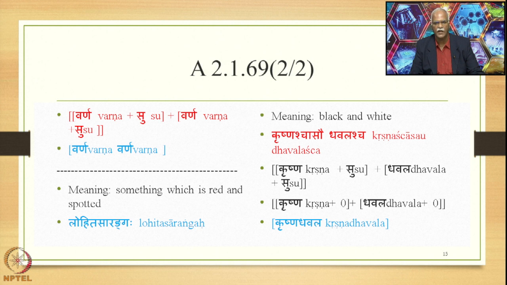Similarly, when we have the meaning black and white to be expressed, we have Krishnaschasau Dhavalascha as the Laukika Vigraha. And so there is Samanadhikaranya because both Krishna and Dhavala, even though they mean something different, are referring to one and the same entity having both the colors. And so there is coreferentiality, so there is semantic relatedness, and so they get compounded. And so we have Krishna plus Su plus Dhavala plus Su as the Alaukika Vigraha. Samasa Saudhnya takes place, Pratipadika Saudhnya takes place, Supodhatu Pratipadika Yoho now applies and deletes both the Supratyayas, which are part of the Pratipadika. And so we get Krishna plus zero plus Dhavala plus zero. And then we join the words together and we get Krishna Dhavala as the finally derived compound output.